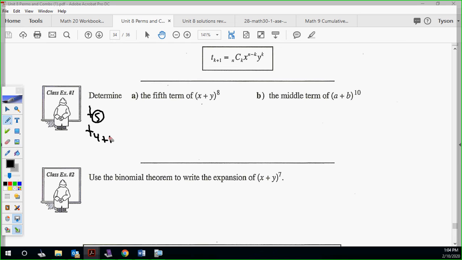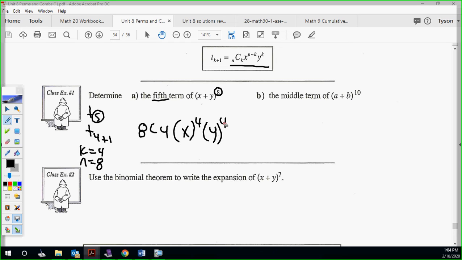Okay, so here we go. That means that k is 4. What is n? 8. That's all you need. We can do everything now. Okay, n is 8 because that's the exponent. Okay, they want the fifth term, so 4 plus 1 is 5, so k is 4. So we are ready to use this formula. So nCk, 8 choose 4, times x to the 8 minus 4, x to the 4, times y to the 4.